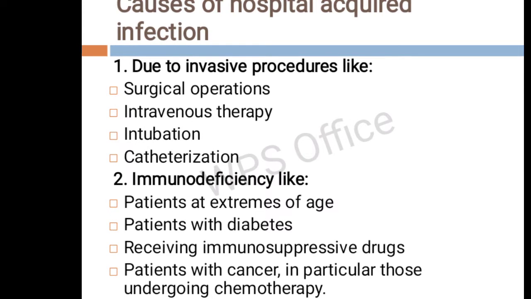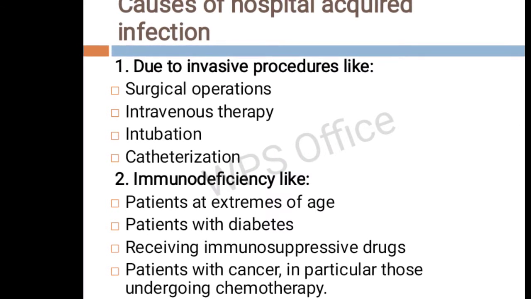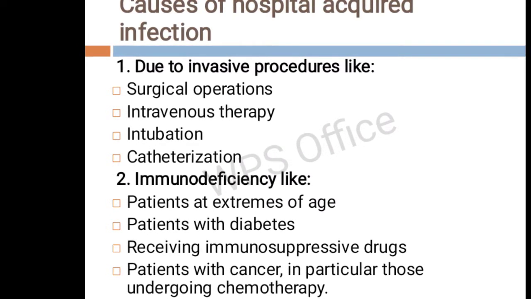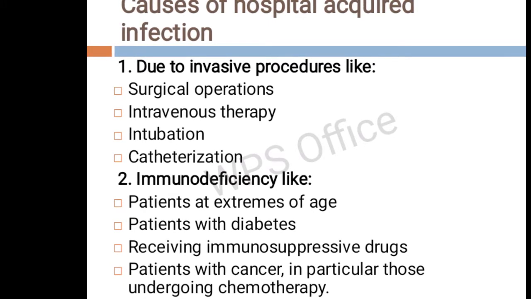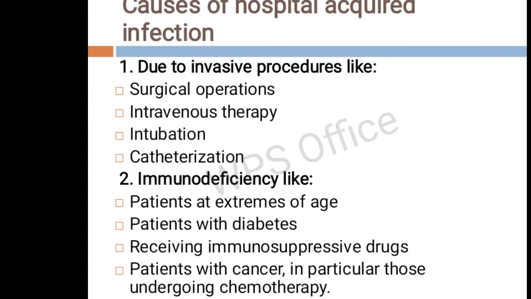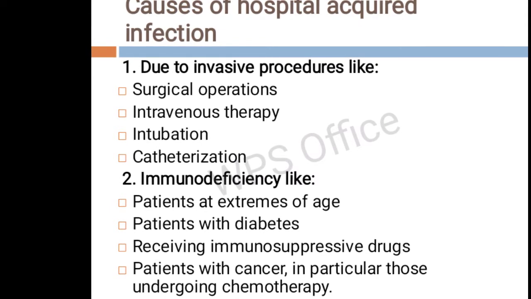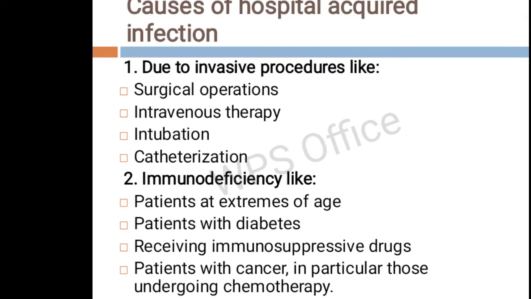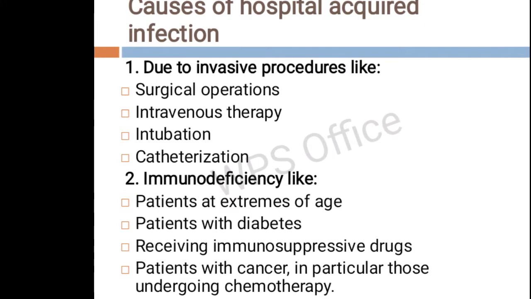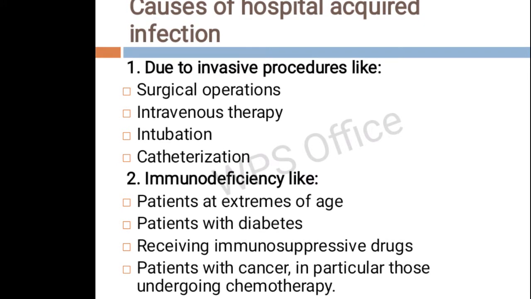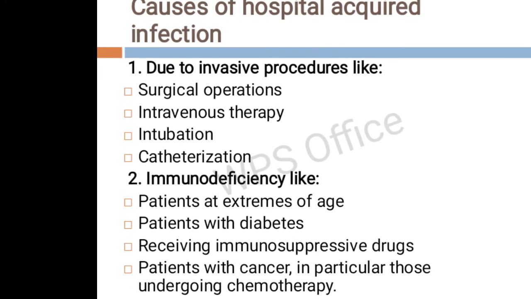Then diabetic patients also have a low immune system, so they are at risk of developing infection. Then patients who are receiving immunosuppressive drugs, and patients with cancer who are undergoing therapy. In all these patients, they have a low immune system, so they are at risk of developing this infection.